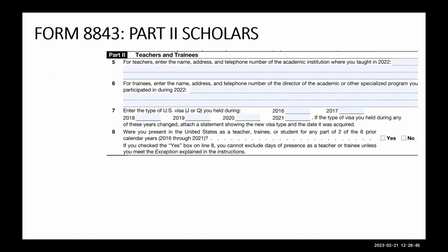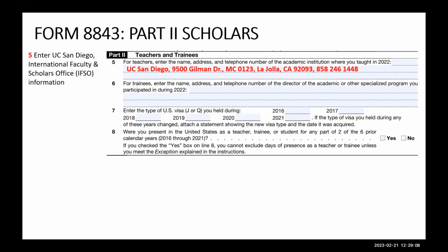Okay, so that was the general information for everyone. Now we're going to look at part 2 for scholars. So for here, they want you to enter the name, address, and telephone number of the academic institution where you taught, did research, whatever your scholarly activity was. You just put that in there. And I have the address and the phone number for my office.